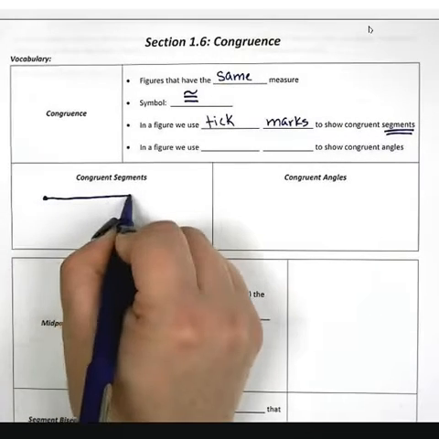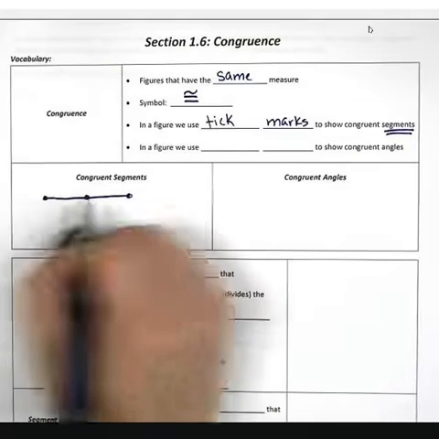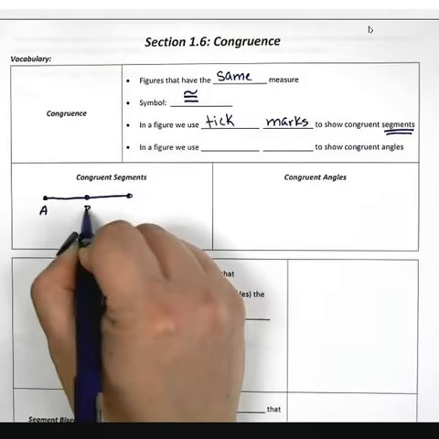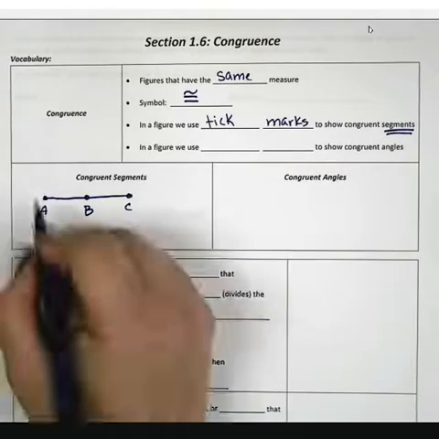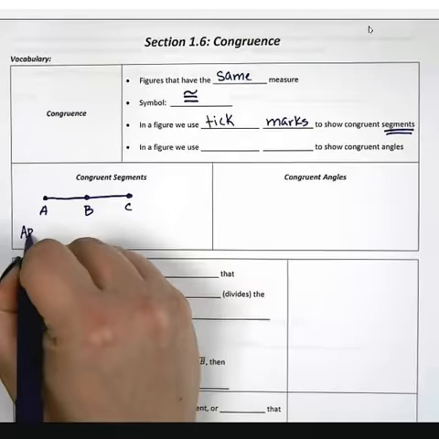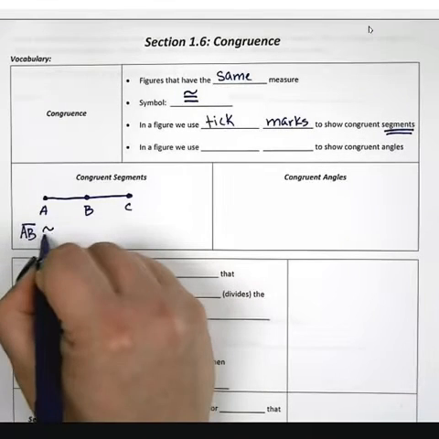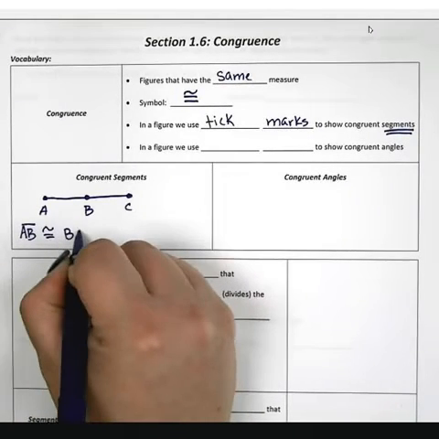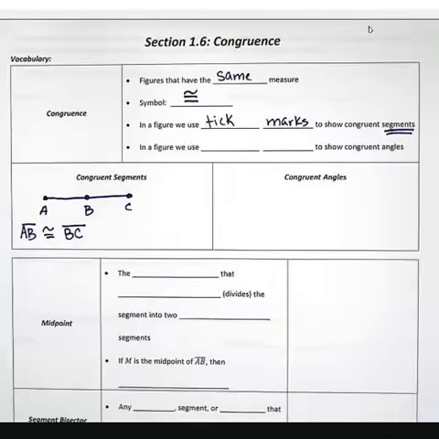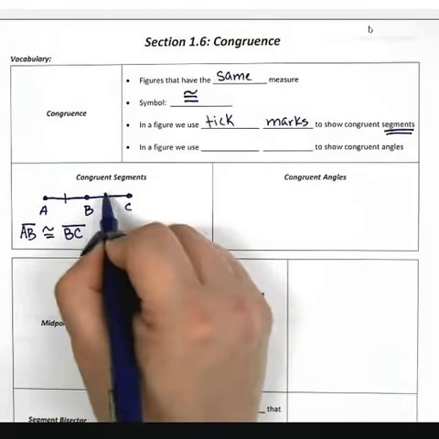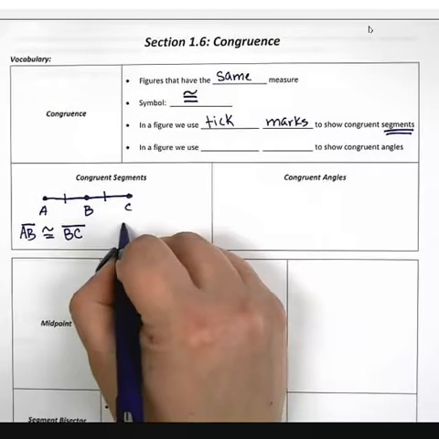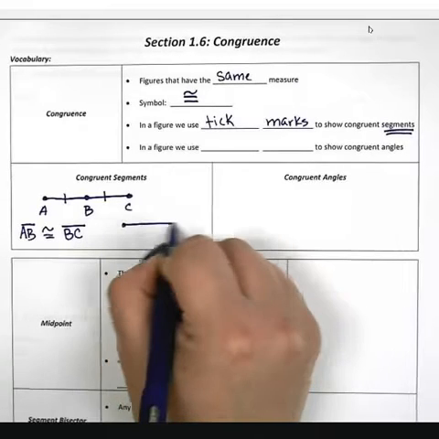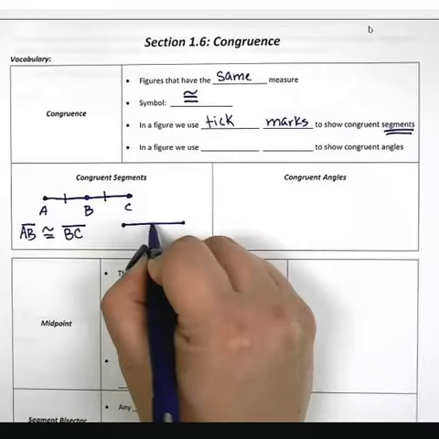So if I have this segment, and I've got ABC, if I want to say that segment AB is congruent to segment BC, then all I have to do is put a little tick on each one, and I show you that they're the same. All right. You can do a variety of different things with tick marks. You can do one tick mark, two tick marks, whatever.